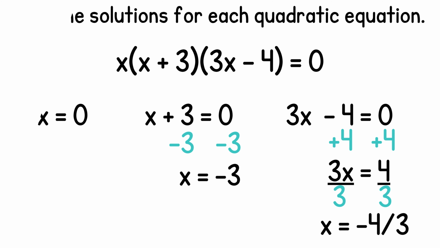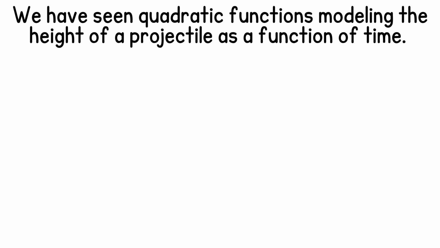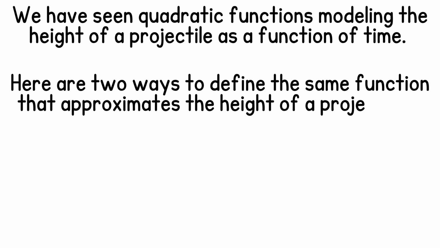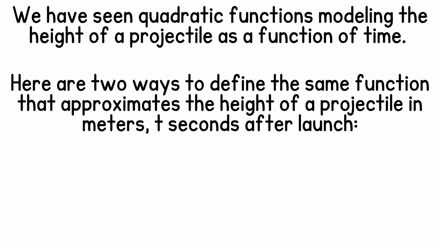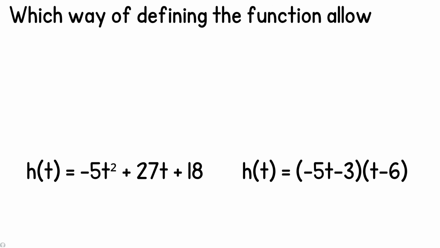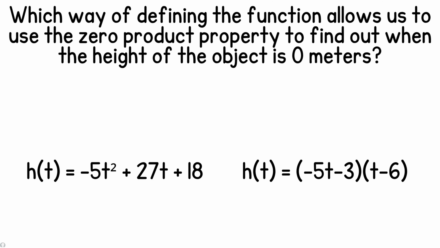Let's look at another example. We have seen quadratic functions modeling the height of a projectile as a function of time. Here are 2 ways to define the same function that approximates the height of a projectile in meters t seconds after launch. We can see that the first equation is in standard form and the second equation is in factored form. Which way of defining the function allows us to use the zero product property to find out the height when the object is 0 meters? Since this one is in factored form, we can set each parenthesis equal to 0 to solve.